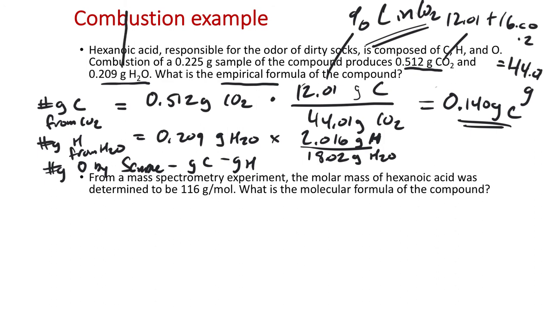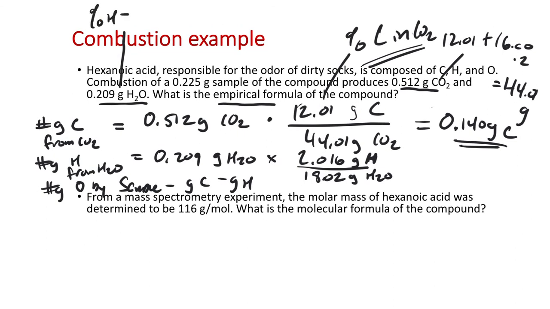So here we're just thinking the percent H in water. Let me actually write this slightly differently. Let me write that as 2 times 1.008 divided by 18.02 is the percent hydrogen. So we have 2 hydrogens in water. So 0.209 grams of water times 2.016 grams for every 18.02 grams. That gives me 0.0234 grams of hydrogen in the sample.